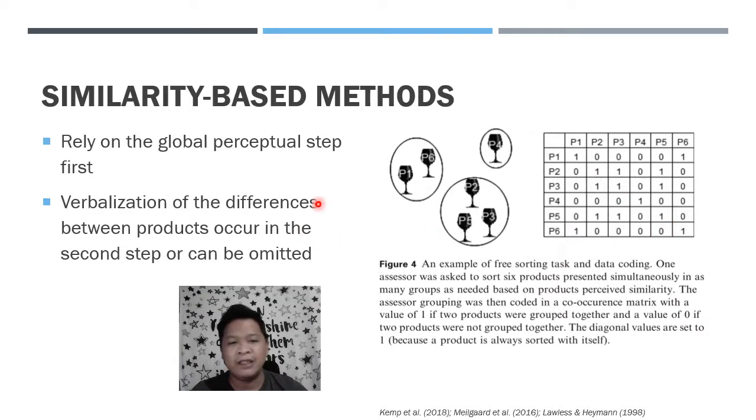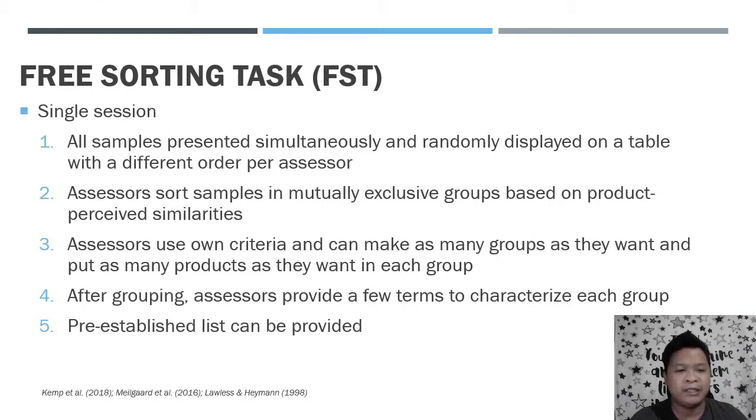Then after that, i-discuss kung ano yung bakit mo hinati siya into these three groups? Ganon. Ano yung mga qualitative aspects na nag-lead sa'yo to do that, and so on. So under the similarity-based methods is the free sorting task. Ganon din, like in the previous slide. You are displayed the products, of course, in random order. And then, bahala ka kung paano mo i-group yung products na yon. So, bahala ka rin sa criteria mo.